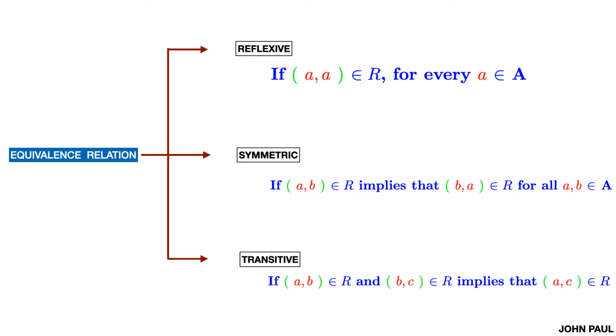Transitive. If (a, b) belongs to R and (b, c) belongs to R, implies that (a, c) belongs to the relation R, for all a, b, c belongs to the given set A.